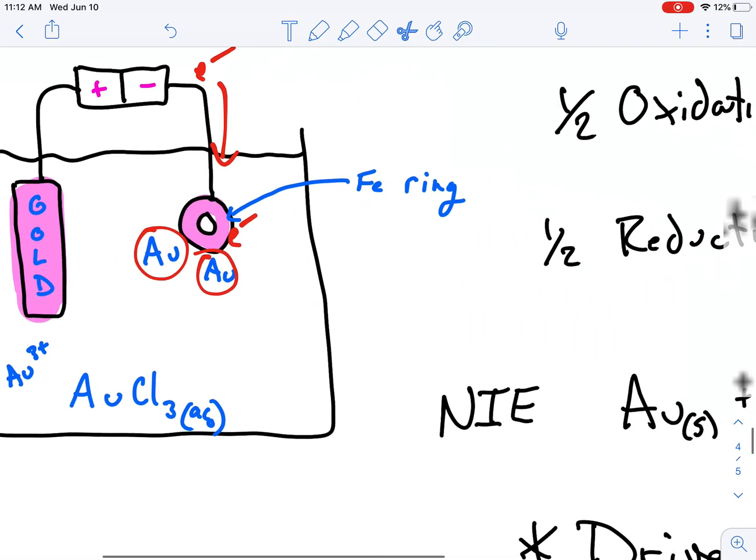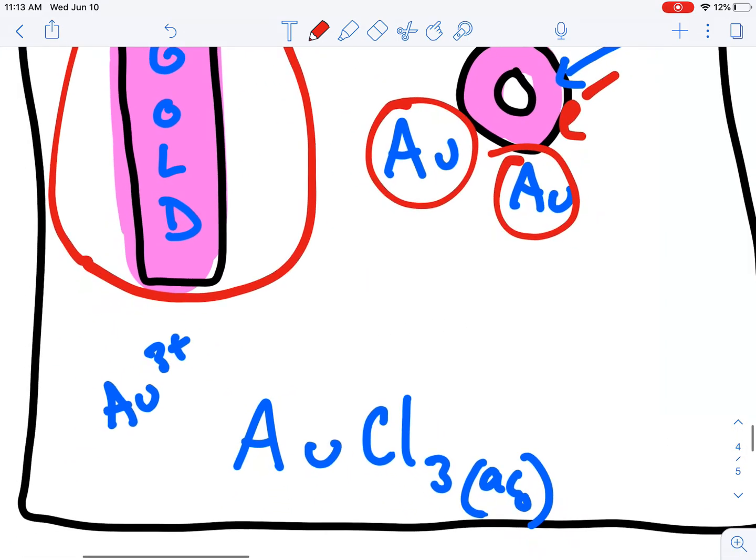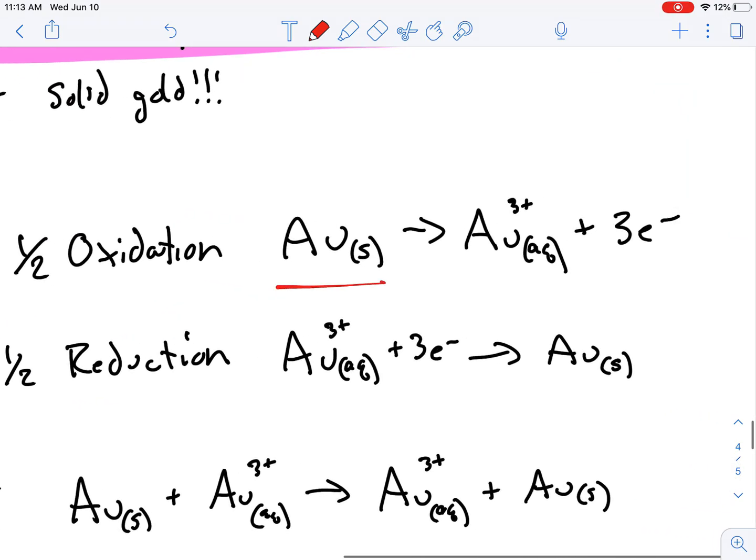Actions driven by the battery. Cool. For our half oxidation and half reduction reactions. Oxidation, loss of electrons. Where's the loss of electrons happening? Electrons are coming from this direction. Where are they coming from? They're coming from the battery, but also the battery is connected to this gold. So these individual gold atoms are losing electrons, and as they lose electrons, that means they're joining the solution as gold ions. So for my half oxidation reaction, my solid gold is turning into gold ions. The difference in my oxidation numbers from +3 to 0 gives me my 3 electrons present.